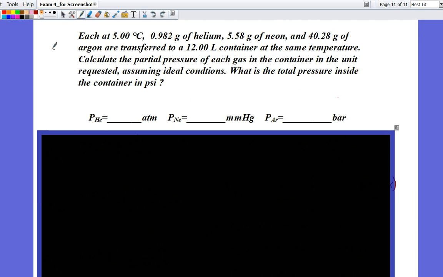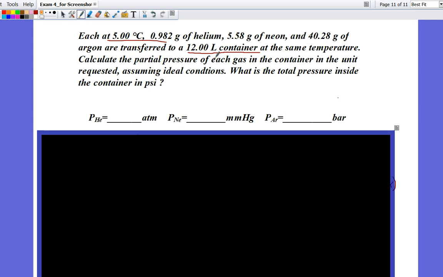Then here we have a problem. I believe in both classes I was asked to work this problem on Wednesday when I came in for a check-in, maybe if y'all needed any review. And I said I would rework or go back over this problem again, or one like it. You have a temperature in degrees Celsius, which you probably already realize is going to have to be converted to Kelvin. You have these masses of these 3 noble gases, and you have this volume of a 12-liter container.